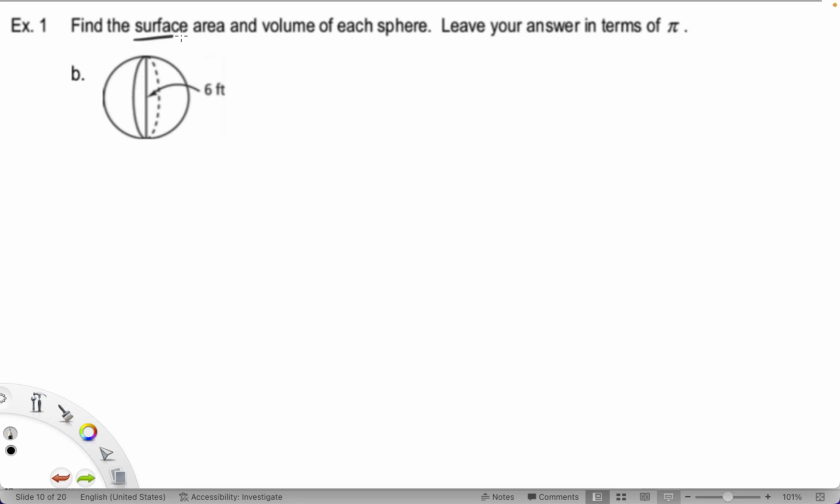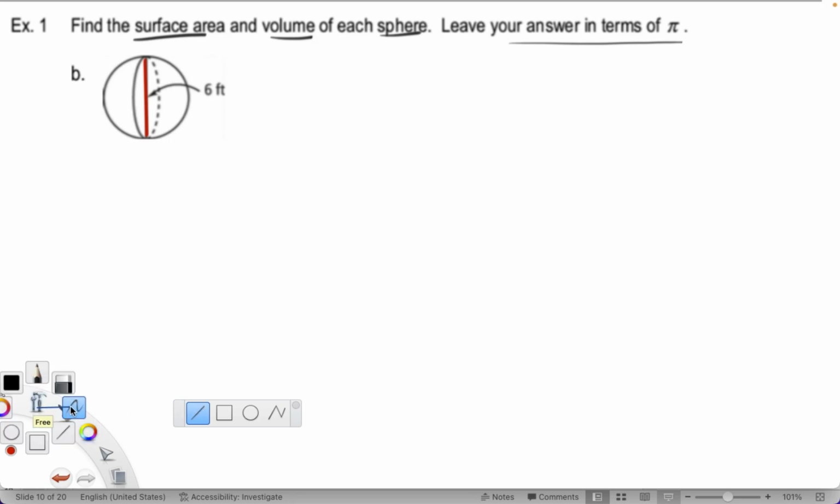Okay, so this problem is asking us to find the surface area and the volume of the sphere and to leave our answers in terms of pi. And so to do that, the first thing we need to do is realize that this line right here is a diameter. It goes all the way across the circle. And what we need is the radius. And of course, the radius is going to be 1/2 of the diameter. So if the diameter is 6 feet, the radius is going to be 3 feet.